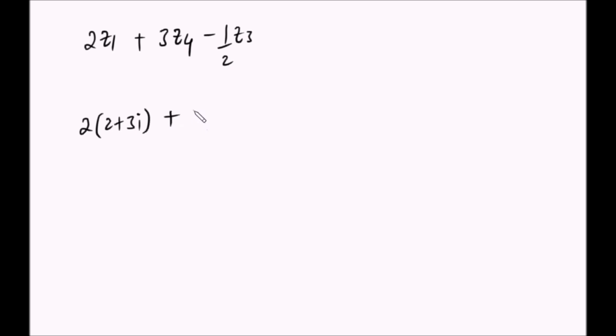So it is 2 times z1 plus 3 times z4 minus 1 over 2 z3. So this is just 2 times 2 plus 3i plus 3 times negative 5 minus 2i minus 1 over 2 times negative 8 plus 6i.